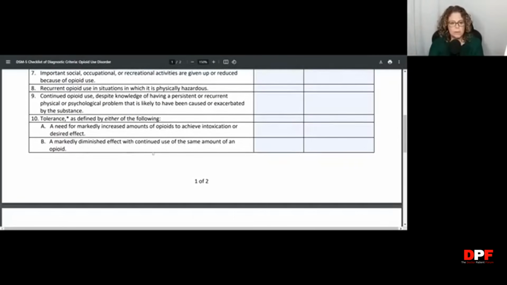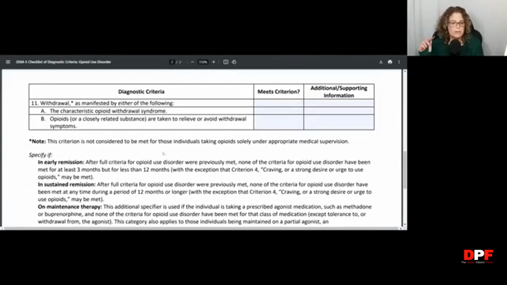Now, here's the other ones we spoke about. Tolerance, as defined by either of the following. A, a need for markedly increased amounts of opioids to achieve intoxication or desired effect. Or B, a markedly diminished effect with continued use of the same amount of an opioid. That's tolerance. Withdrawal, as manifested by either of the following. A, the characteristic opioid withdrawal syndrome. Or B, opioids or closely related substances are taken to relieve or avoid withdrawal symptoms. So then again, it says, notice that those two criteria are not considered to be met for individuals taking opioids solely under appropriate medical supervision.